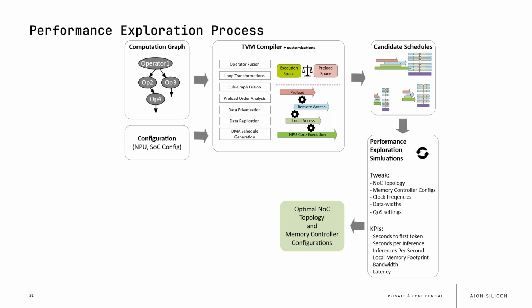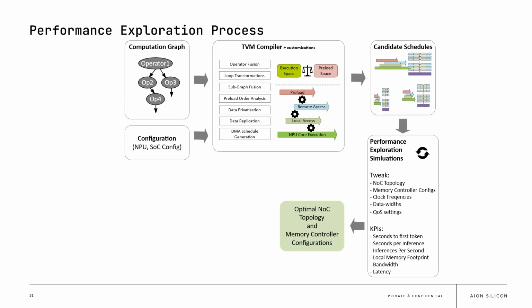In terms of KPIs, you have different measurements: time to first token, time per inference pass, inferences per second, local memory footprint in terms of your preload space and execution space, and then of course your system bandwidth and latency. Hopefully at the end of this performance exploration process, which could be time consuming because there are lots of simulations and experiments to run, you end up with the optimal NoC topology and configurations for your memory controllers.